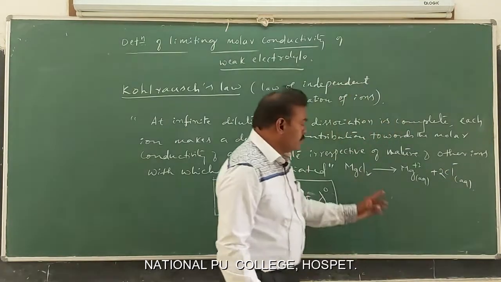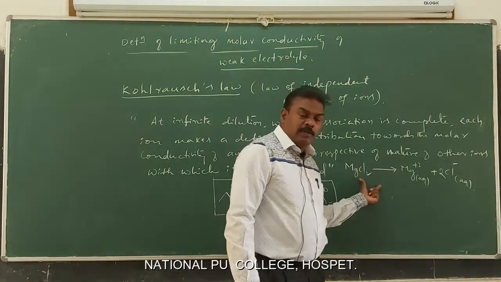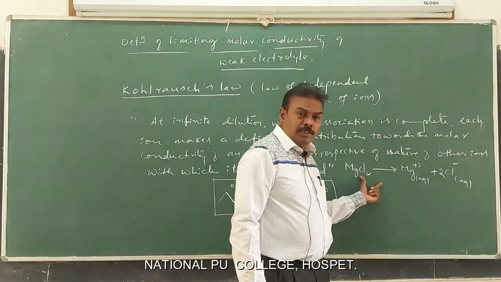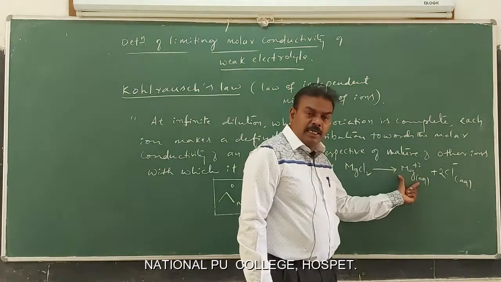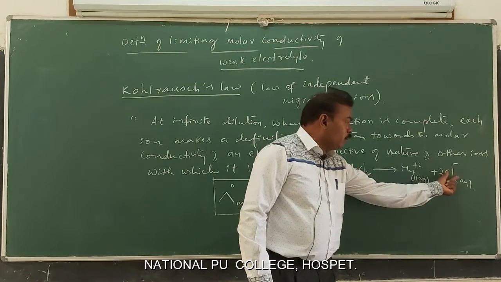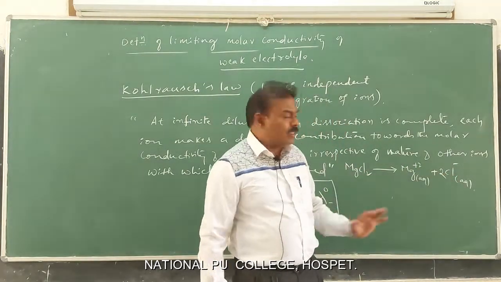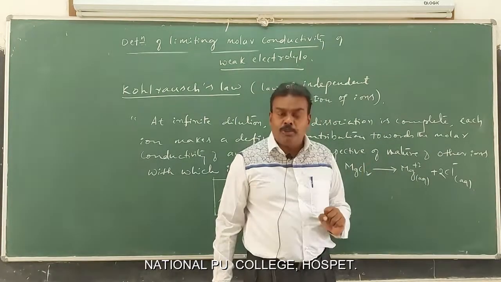You know that MgCl2, magnesium chloride, when dissolved in water, undergoes complete dissociation, giving one magnesium ion, that is Mg+2, and 2 chloride ions, that is 2 moles of Cl- ions. This is the ionization of magnesium chloride.